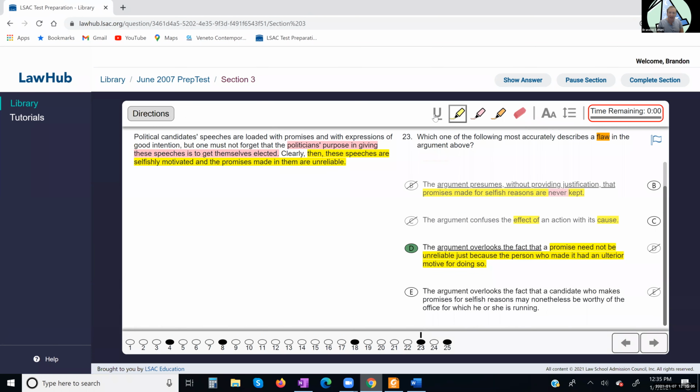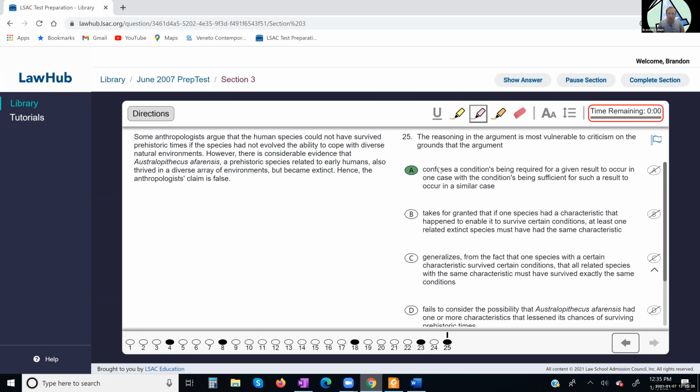E, overlooks the fact that, so this would be introducing weakened language, the overlooked options. So a candidate who makes promises for selfish reasons may nonetheless be worthy of office. So this is about whether they are worthy for office, but that doesn't tell me about the reliability of their promises. Okay, even if they were lying, it still makes them worthy, and that's going to be the problem with that one. So we got one more question here.